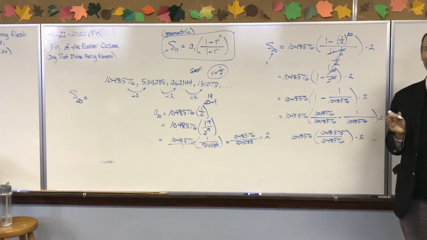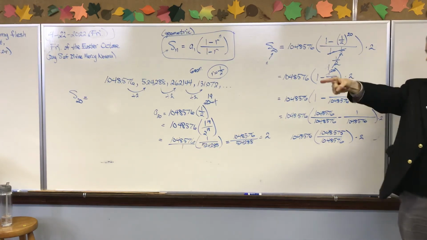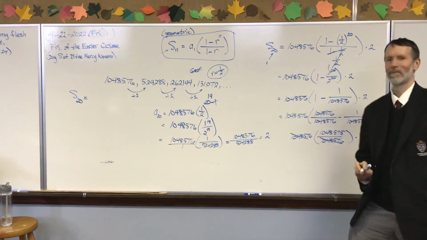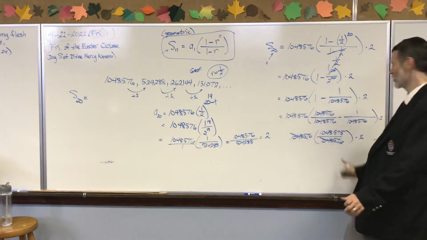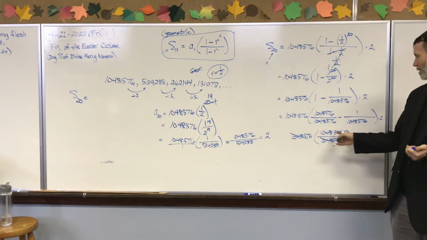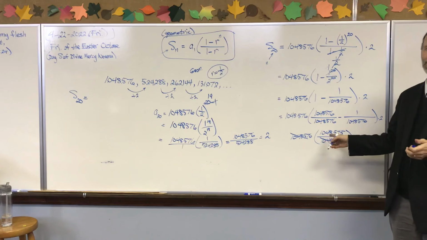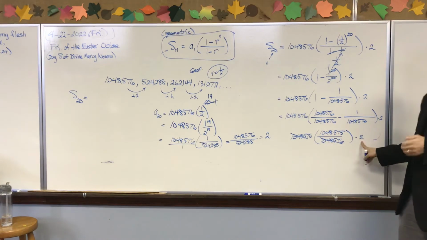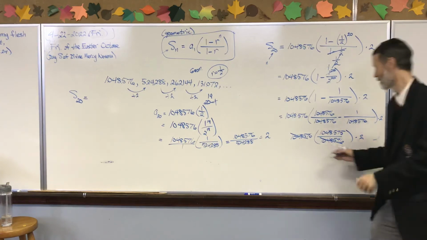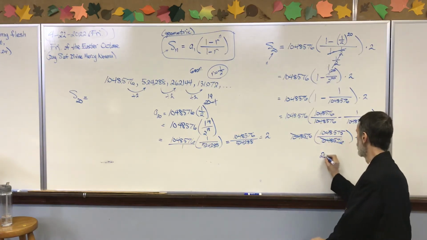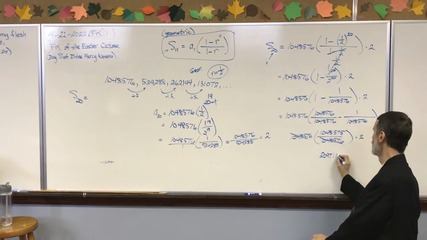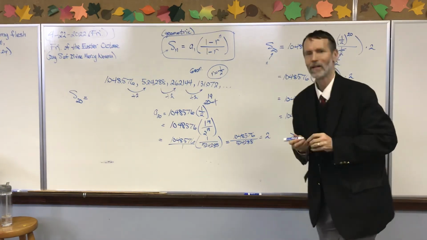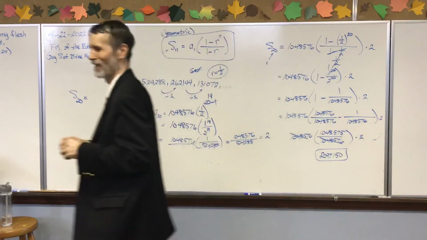There's a dramatic thing that happens. You can cross cancel. These cancel. Congratulations. What's the only thing left? 1,048,575 times 2, which is 2,097,150. Congratulations. That was painful.